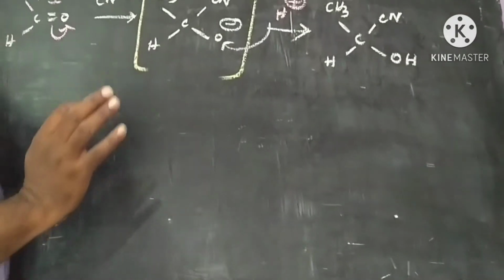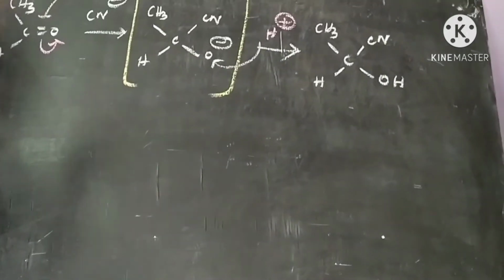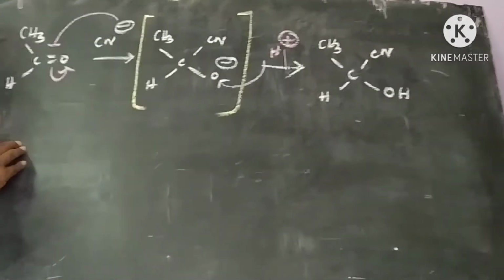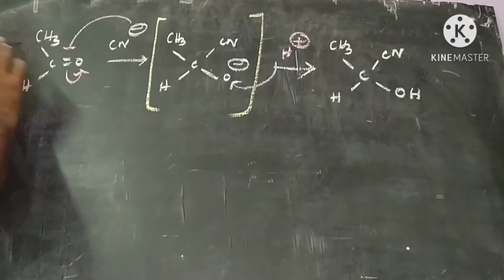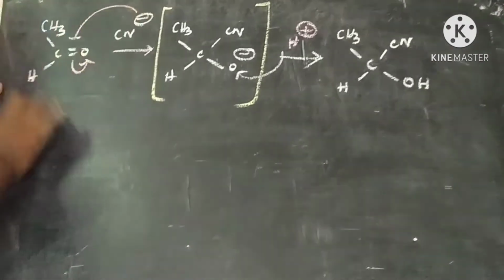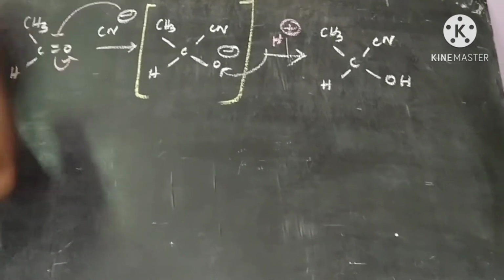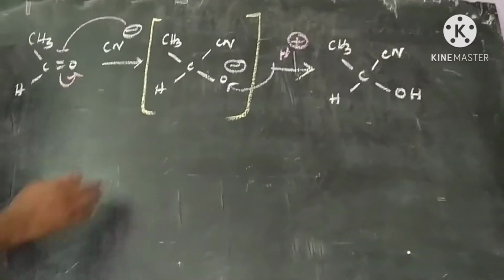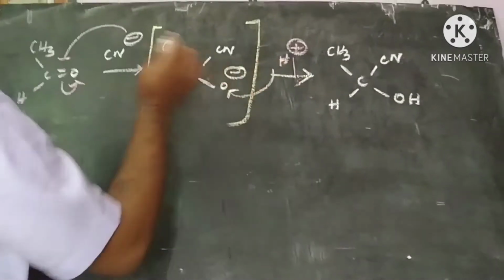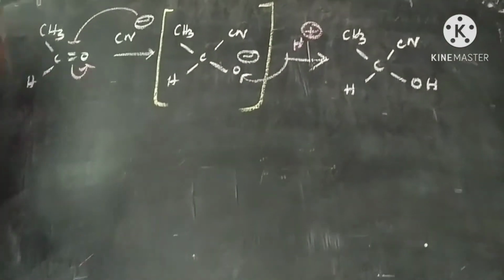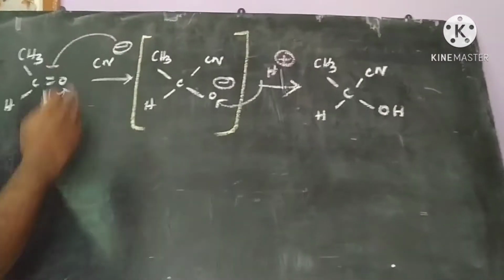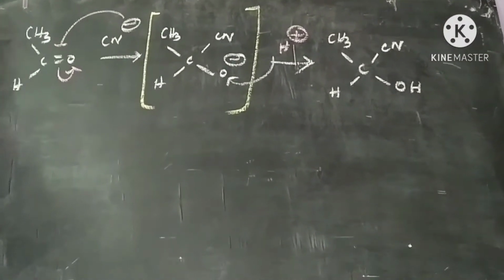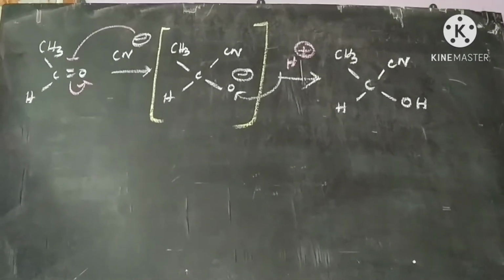The first one, addition of HCN. Attack of CN minus on the carbonyl carbon. The carbonyl carbon has a positive charge, that is a carbocation. So CN minus attacks, and the double bond shifts. So we get an intermediate compound. Then to the intermediate we add a proton, H plus, since there is already O minus. So we get the final product 2-hydroxypropane nitrile, or acetaldehyde cyanohydrin.